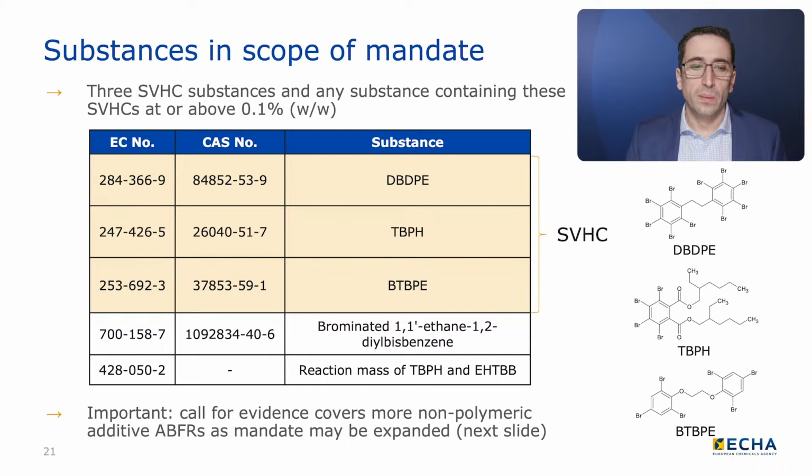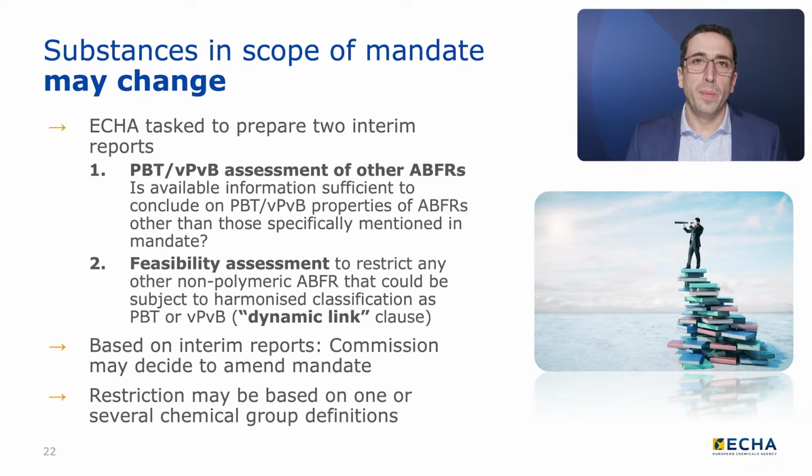It is important for you to note that the call for evidence covers more non-polymeric additive ABFRs than those in this slide, since the scope of the mandate may be expanded, as I will explain in the next slide. In the mandate, the European Commission also tasked ECHA to prepare 2 interim reports. In the first report, ECHA is requested to assess whether the available information is sufficient, for example, by using read-across or weight of evidence, to conclude on the PBT or vPvB properties of ABFRs other than those specifically mentioned in the mandate.